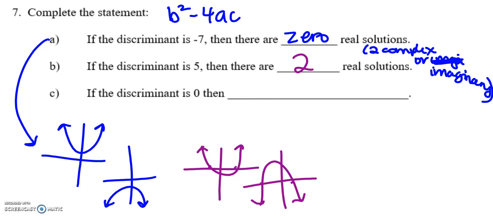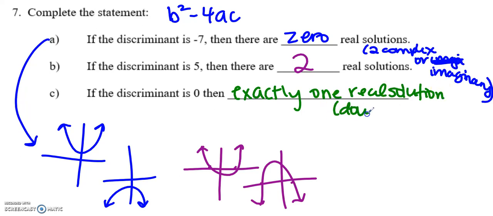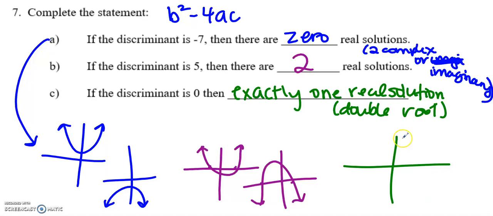And then if the discriminant is 0, then there is exactly 1 real solution. And we call that a double root because remember, I just said that a quadratic has to have 2 answers. So the quadratic having 2 answers, where you only touch the x-axis once, looks like this because you're going to touch and you're going to bounce back. Or maybe it looks like this, where you touch and bounce back, and that's what we call a double root.